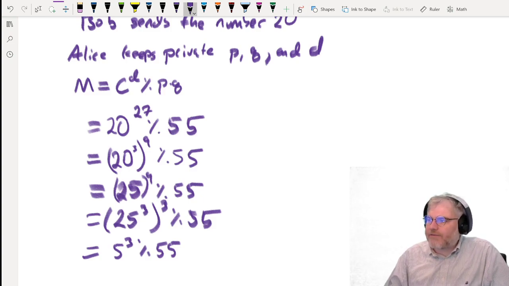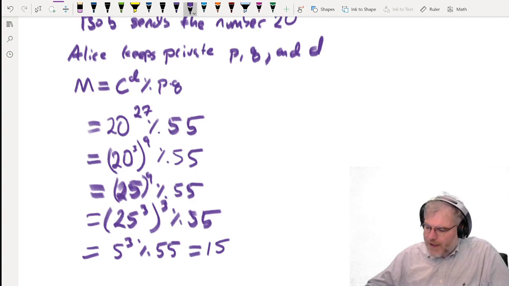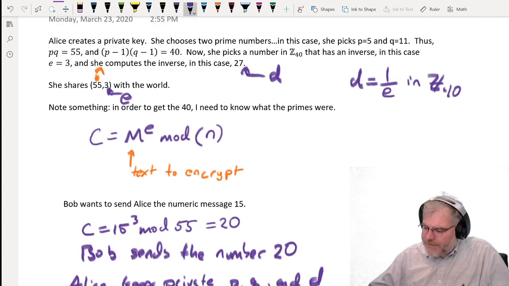And then I want to calculate 5 cubed mod 55. Well, that one's going to be nice and easy. You might even be able to do that one without a calculator, but that equals 15. And look, that was the original message.